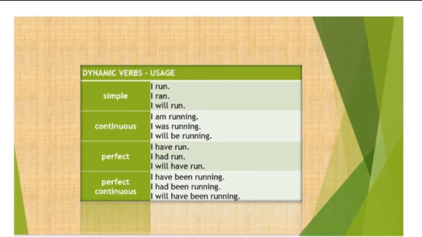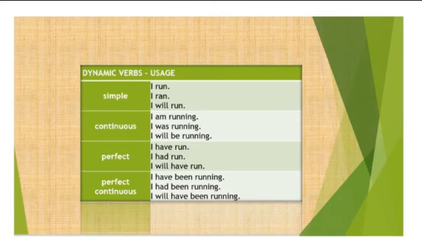Going further, here we have simple, continuous, perfect, and perfect continuous, and we are using dynamic verbs, so it's quite common. Let's see. I run, I ran, I will run, I am running, I was running, I will be running, I have run, I had run, I will have run. I have been running, I had been running, I will have been running. These are general sentences we use while we read and write. So dynamic verbs are not alien to us.